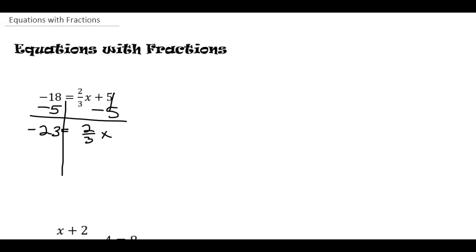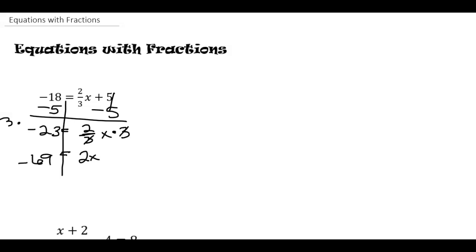Now I have to get rid of the 2 and the 3. I'm just going to do this one step at a time, and we're going to get rid of a divide by 3, that's right here, by timesing by 3. So I also times by 3 on the left. On the right, my 3's cross off because that was my goal. And so I'm left with 2x. And then 3 times 23 is negative 69.